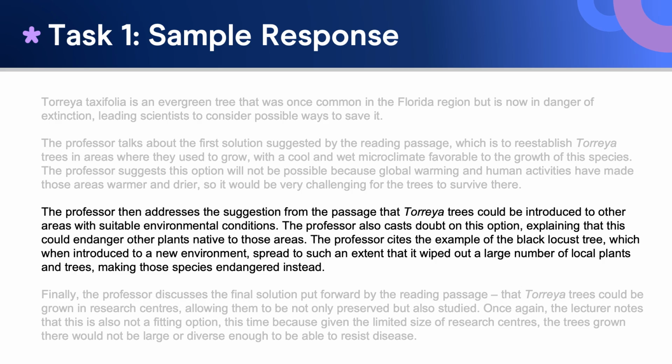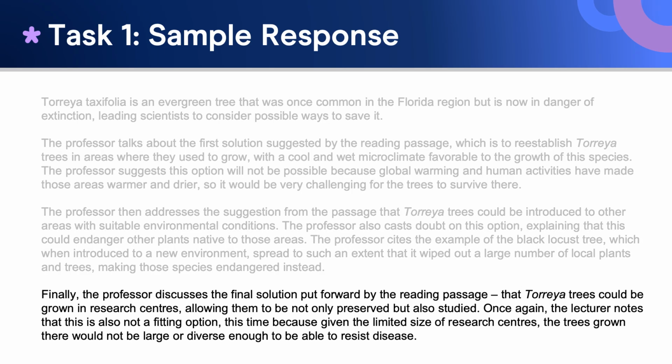The professor then addresses the suggestion from the passage that Torreya trees could be introduced to other areas with suitable environmental conditions. The professor also casts doubt on this option, explaining that this could endanger other plants native to those areas. The professor cites the example of the black locust tree, which when introduced to a new environment, spread to such an extent that it wiped out a large number of local plants and trees, making those species endangered instead.